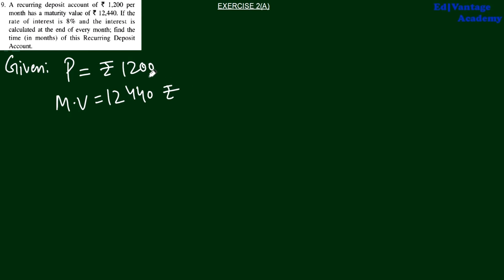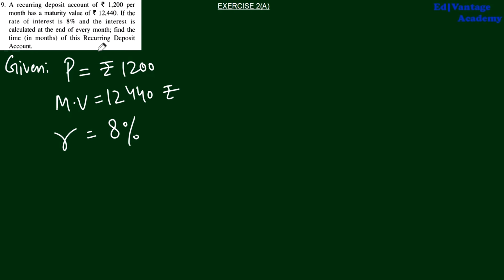Question number 9. A recurring deposit account of 1200 per month. As we know, per month means 1200 rupees is the principal. Maturity value 12,440 is given. The rate of interest is given this time, and the interest is calculated at the end of every month. I told you, don't get scared seeing this sentence.